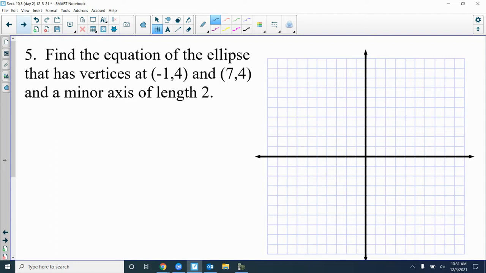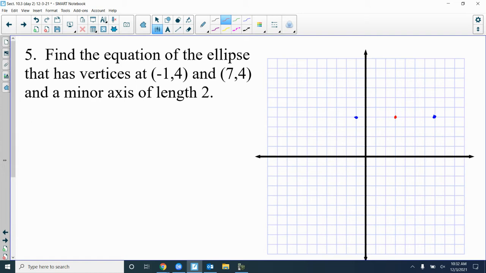All right, so let's look at what we got. Vertices -1, 4, and 7, 4. All right, so you can find the center from here. It's going to be halfway in between. Again, they're 8 units apart, so you're just going to go halfway. It doesn't matter whether they give you the foci or the vertices, halfway in between.